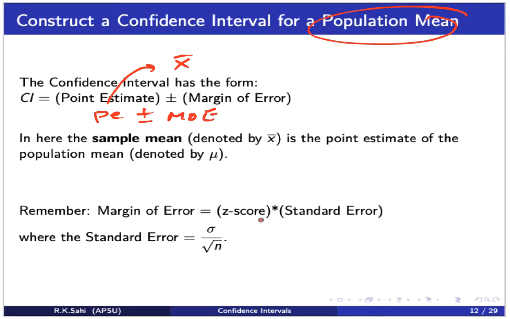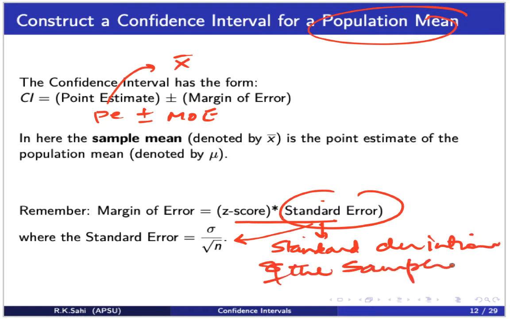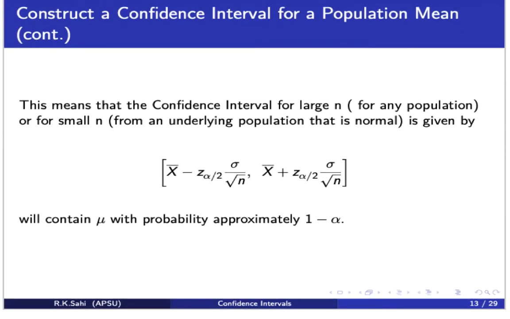What's the margin of error? Remember, margin of error is made of two things, the standard error and the z-score. The standard error is sigma over square root n. Remember, it is the standard deviation of the sampling distribution. Please remember that. Let me write it down again if you forget: this is the standard deviation of the sampling distribution. Now, what is the formula? How do we do it?